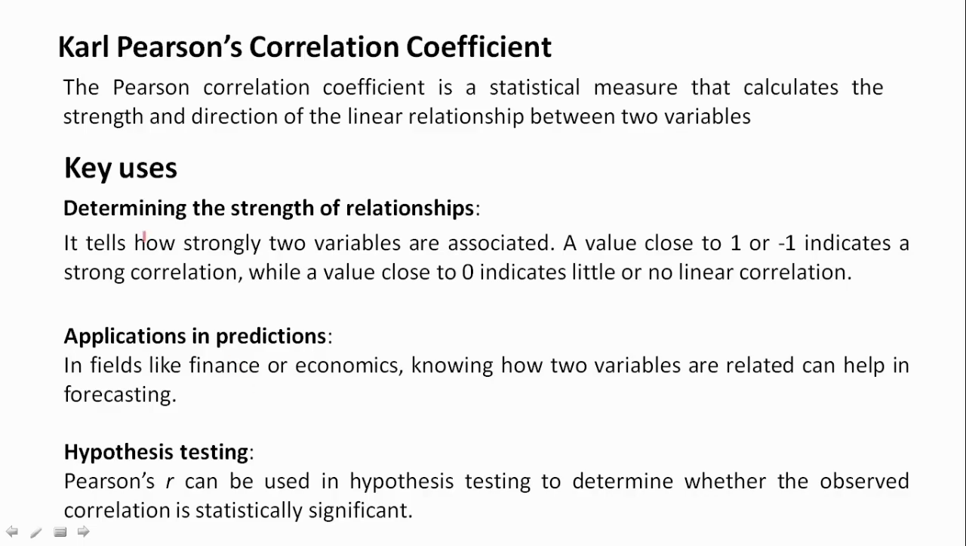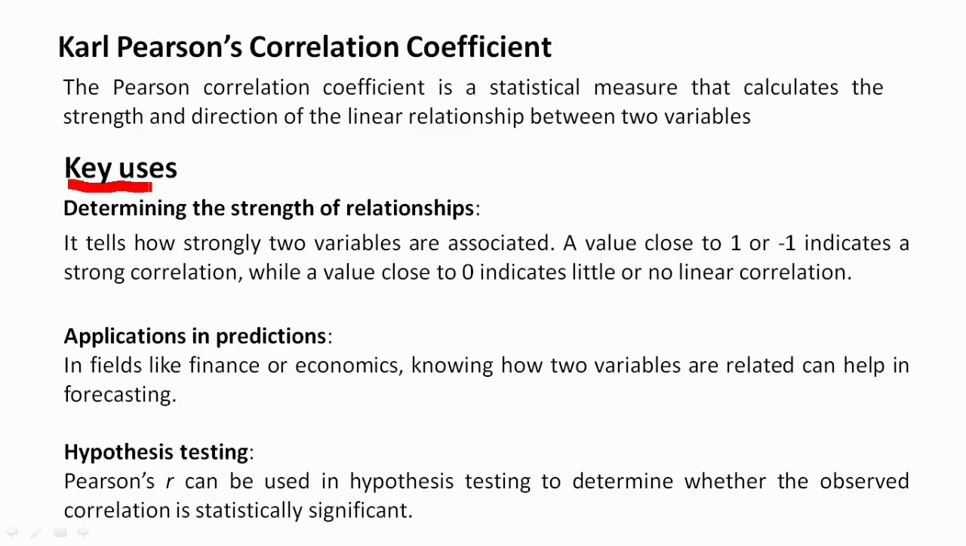Along with some uses of the Pearson's correlation coefficient, it has some limitations. The major limitation of the Pearson's correlation coefficient is that it measures linear relationship only. The Pearson's correlation assumes that both variables are normally distributed and doesn't work well with outliers.